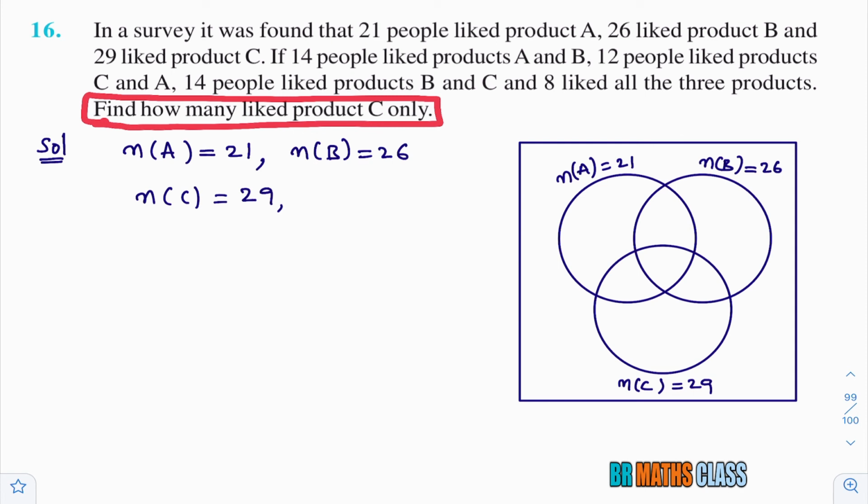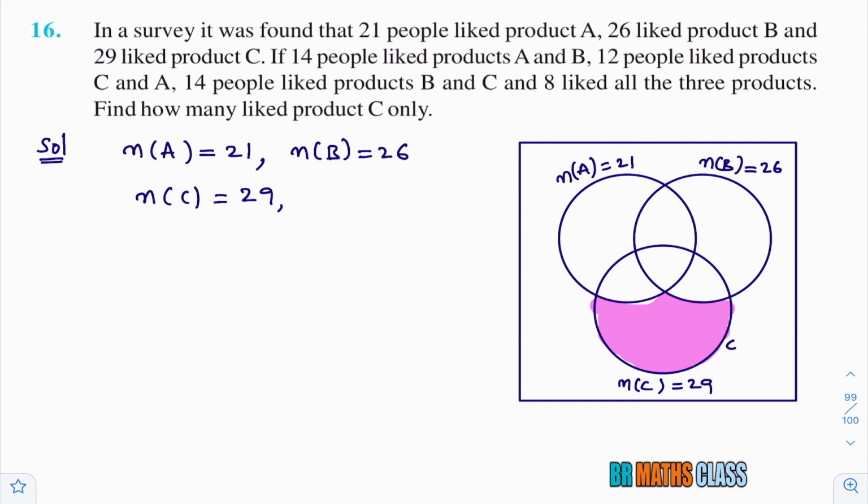Where is the product C only part? You observe. See, this is the part. Here the people who like product C only. This is the set C. Here I want to calculate this part. After reading the question, I understand that I need to calculate this part. The number of people who like product C only.